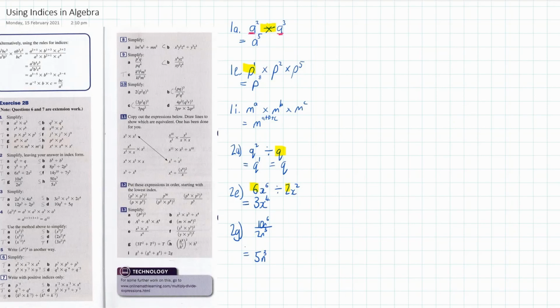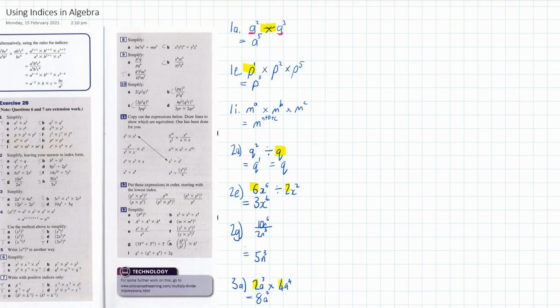We're going to move on to question 3a now. In 3a, I'm given 2a to the power of 3 multiplied by 4a to the power of 4. I first of all am going to deal with my coefficients. So my coefficients are 2 and 4, and I'm multiplying them. So 2 times 4 is 8, so I write 8. Then I look at my letters. I've got a cubed times a to the power of 4. So I add the indices because I'm multiplying and the base is the same. So it will be a to the power of 7.